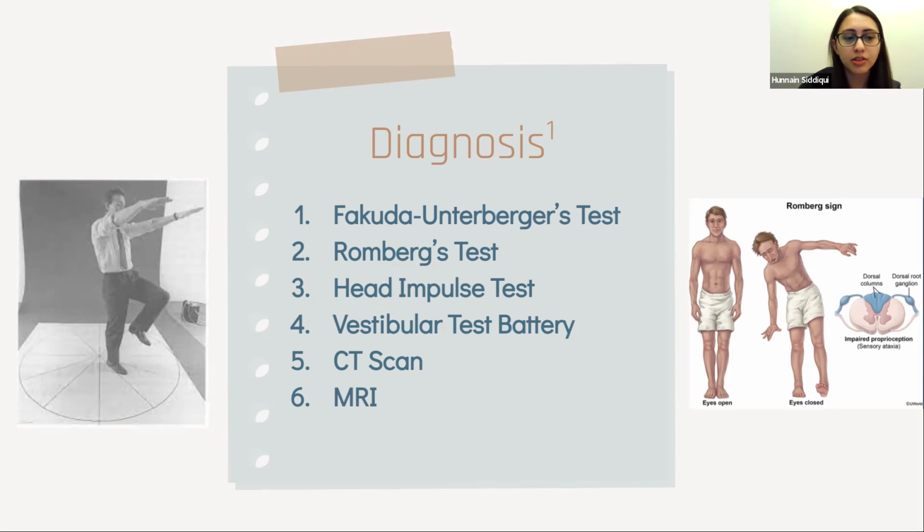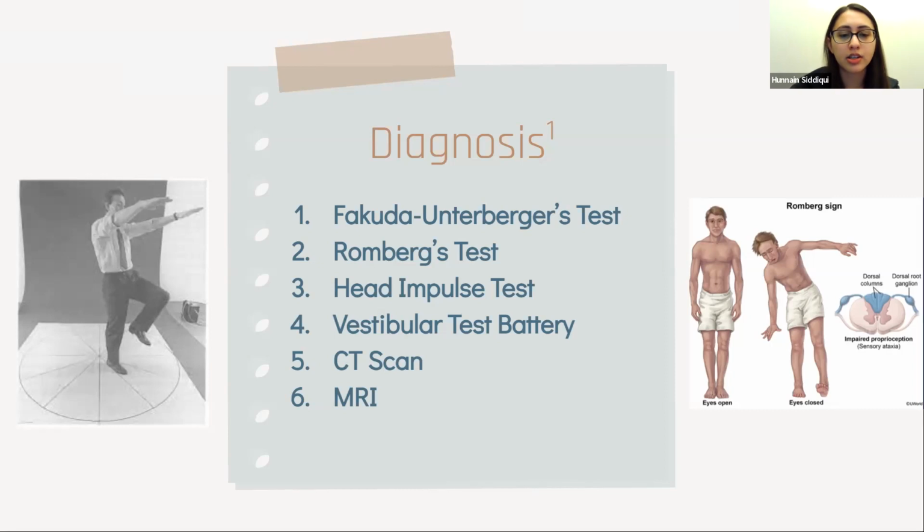The other test includes the Romberg's test. So this is the one on the right of the slide. And this is basically where you close your eyes and you stand still with your feet together and your arms by your side. And then essentially, if you're feeling unbalanced or unsteady, it's possible that you're having an issue with your central nervous system. So this will be more so the central vertigo that you're experiencing with your either brainstem or cerebellum.